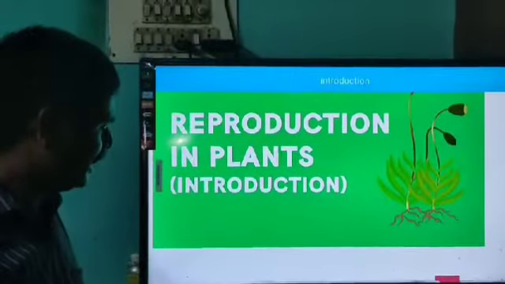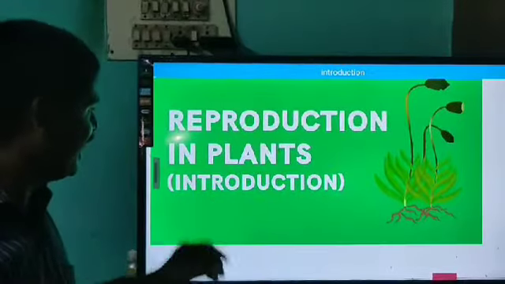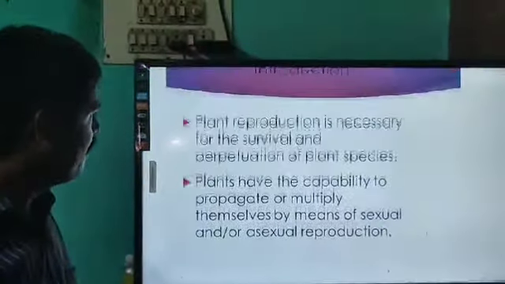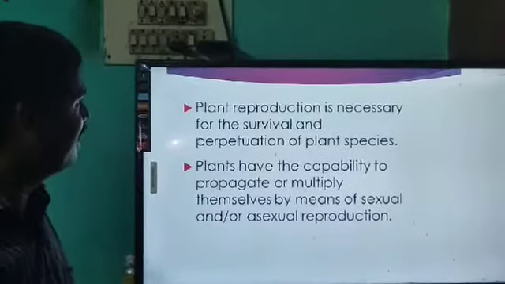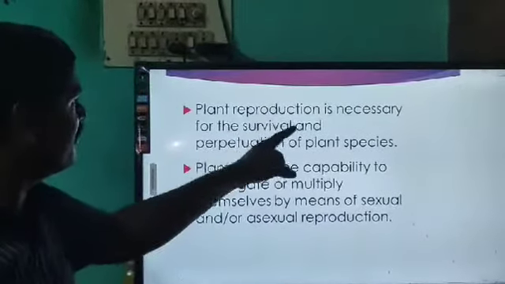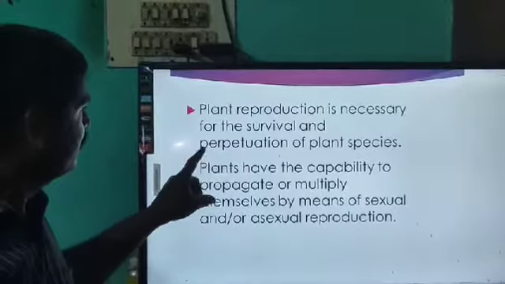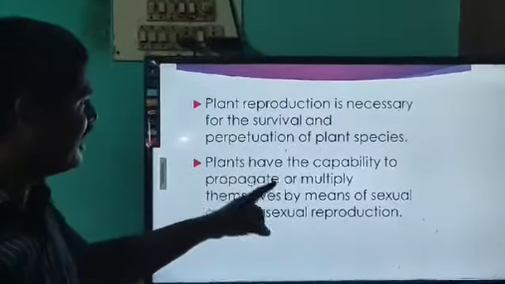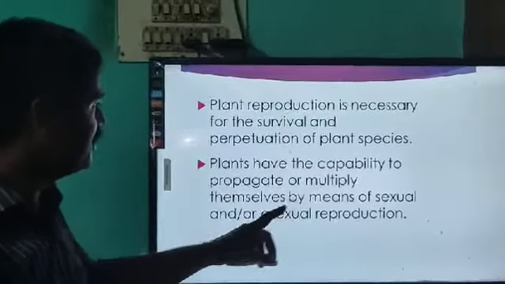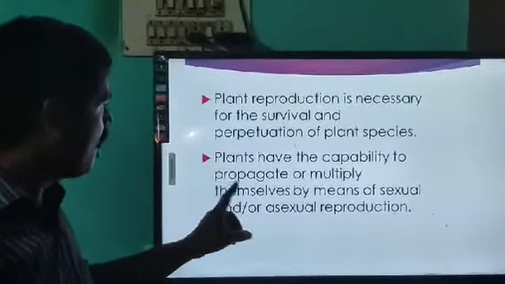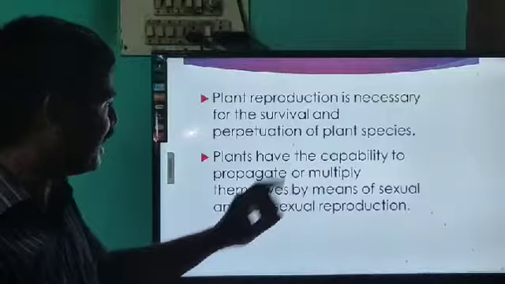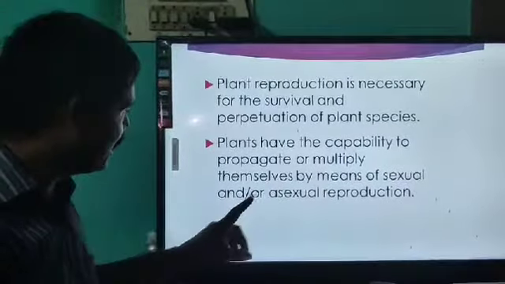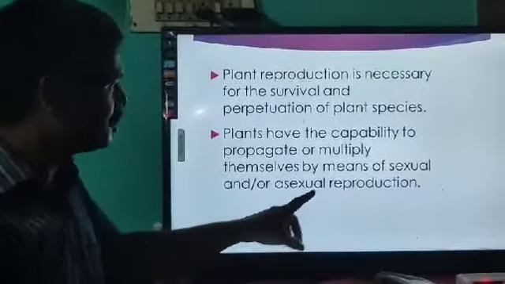The other topic, reproduction in plants. Introduction. Plant reproduction is necessary for the survival and propagation of the plant species. Plants have the capability to propagate or multiply themselves by means of sexual and or asexual reproduction.